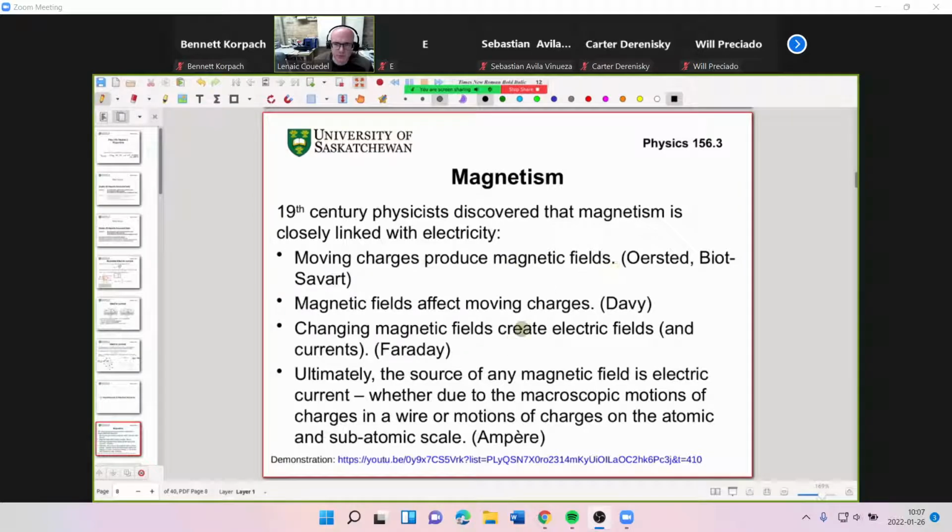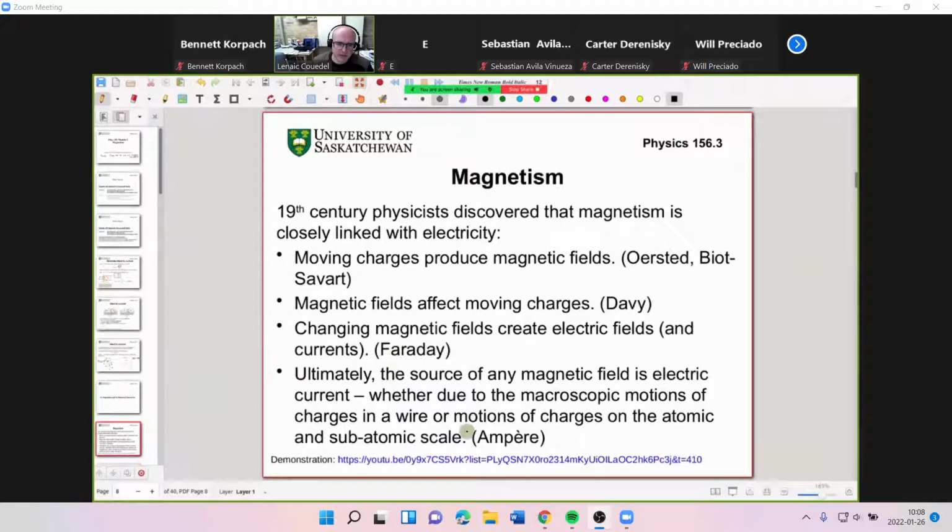This was discovered by Ørsted and Biot-Savart. Magnetic fields affect moving charge. This was discovered by Davy, and that's what we will see later on in this lecture. Changing magnetic fields can create electric fields and currents. This we will see in lectures 11 and 12, and this is what we call Faraday's law.